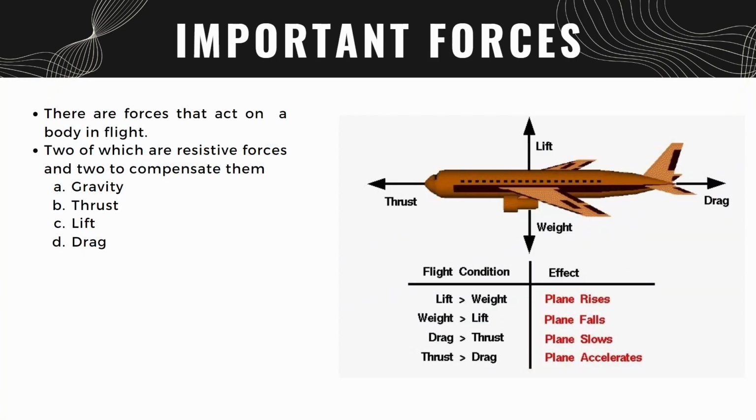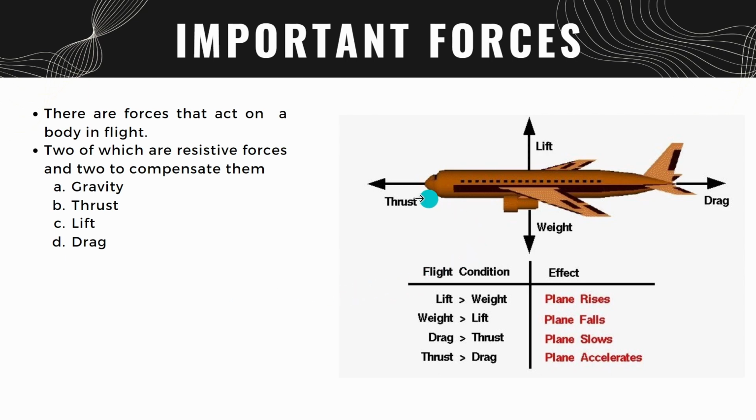Lastly, we'll talk about the important forces as we have been discussing. So there are four forces that act on an object while it's in air. These are gravity, thrust, lift, and drag. Here are these, right? Out of these four, gravity and drag are the resistive forces. They act opposite to the motion generated by engines, or to the motion that is desired.